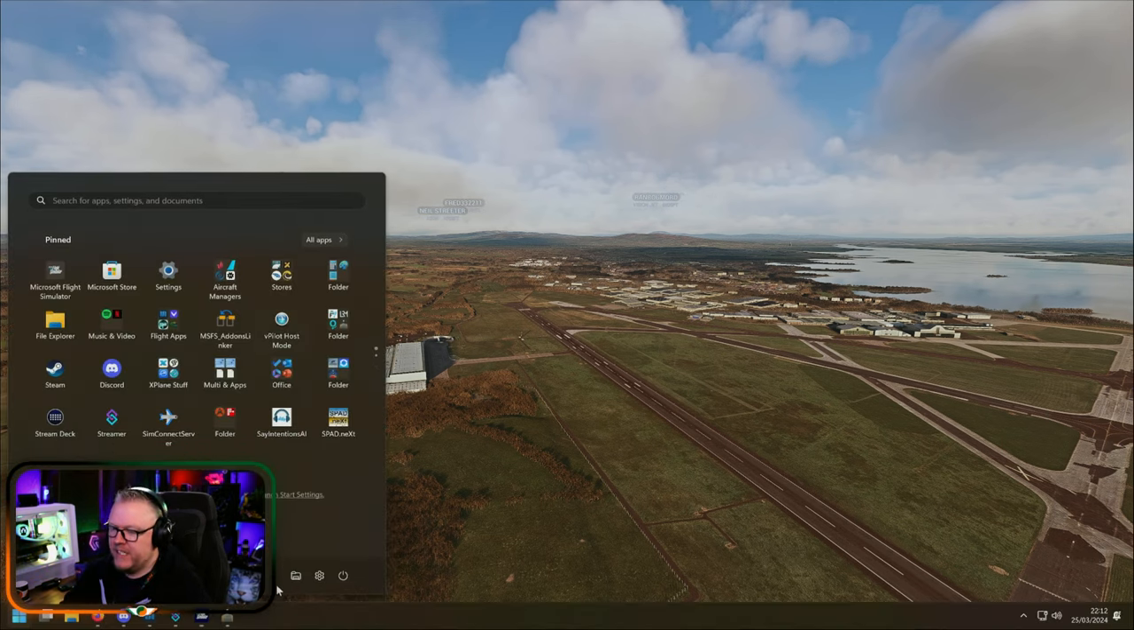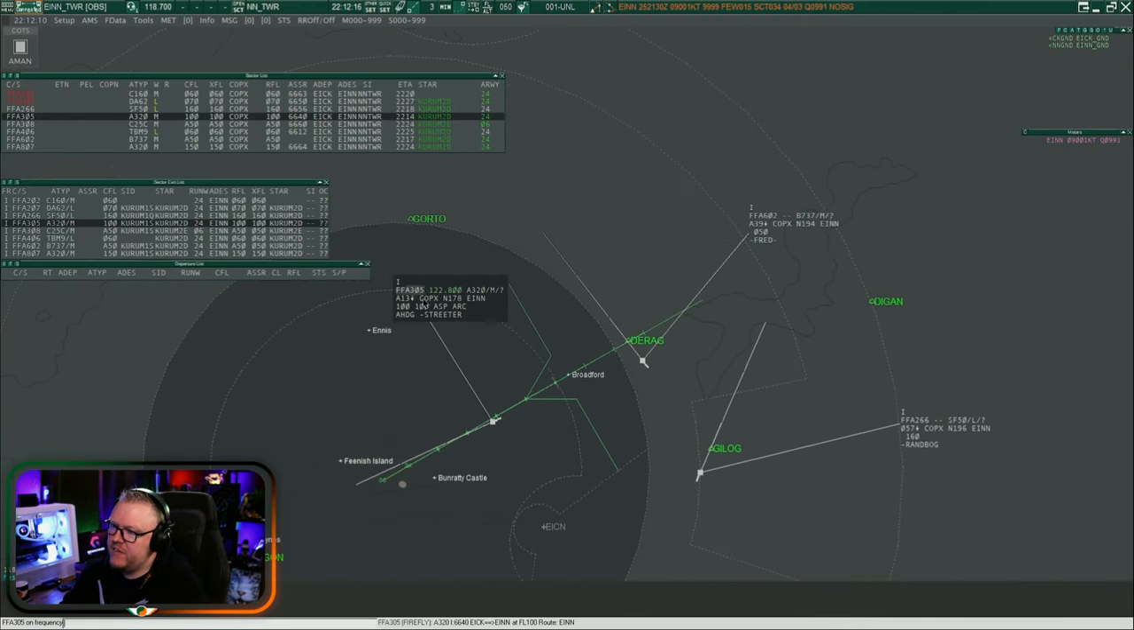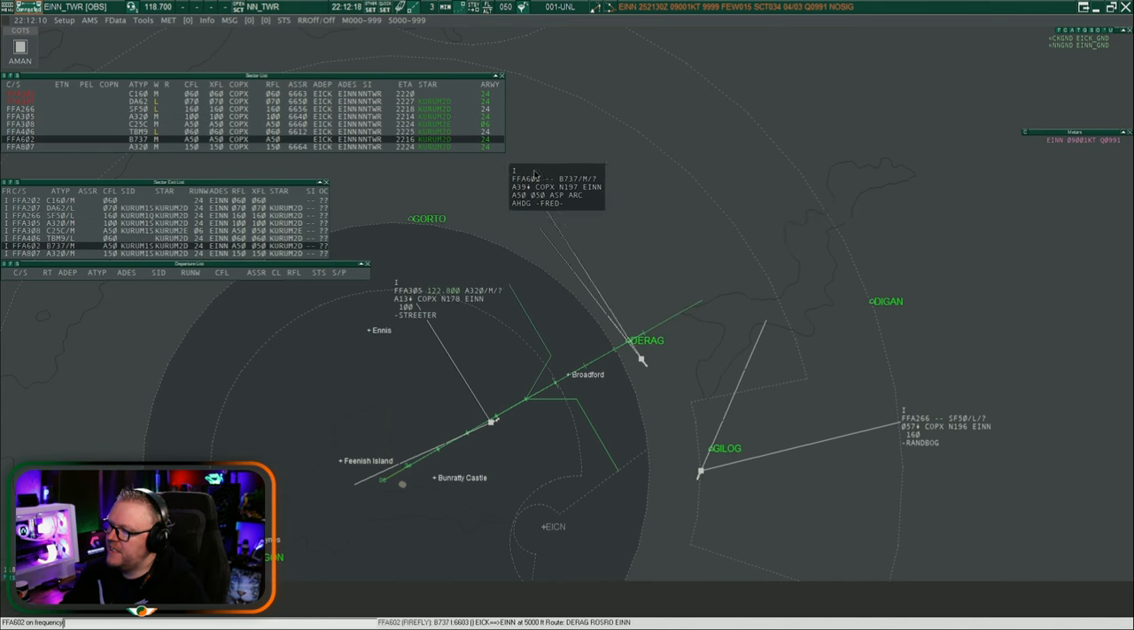Okay, so the scope is working. We can see the lads coming in. All is looking good. This is where the challenge comes in, right? So we can see 305 is on approach. 602 is going to call us.